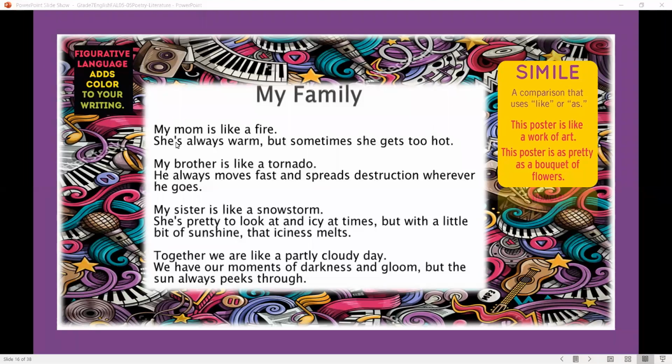So there we have, my mom is like a fire. So they're comparing the mommy to a fire, where sometimes she's nice and warm, which means she's affectionate. Other times she gets hot, which probably means she's cross. Okay. The sister, someone says my sister is like a snowstorm.